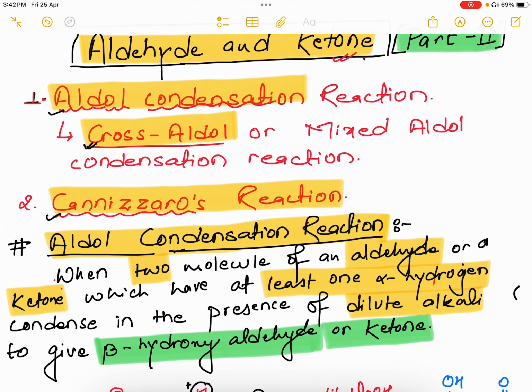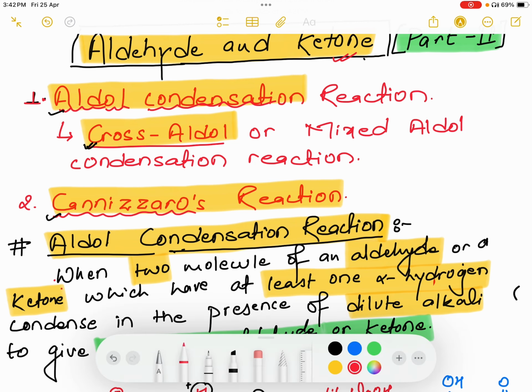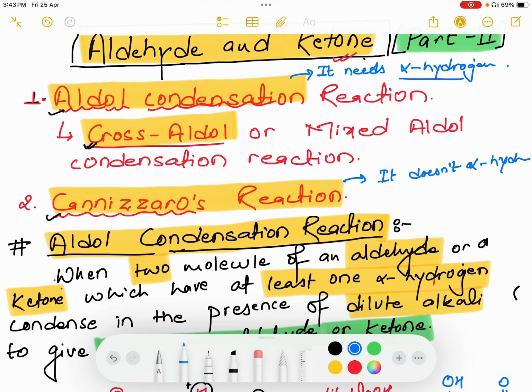Once again, I would like to repeat the necessary condition for the aldol reaction. The necessary condition for the aldol reaction is that it needs alpha hydrogen, and Cannizzaro doesn't need alpha hydrogen. So that is the only difference. So in this case, if there is no alpha hydrogen, aldol will not take place. In Cannizzaro, if there is alpha hydrogen, Cannizzaro will not take place. So that is the scenario.